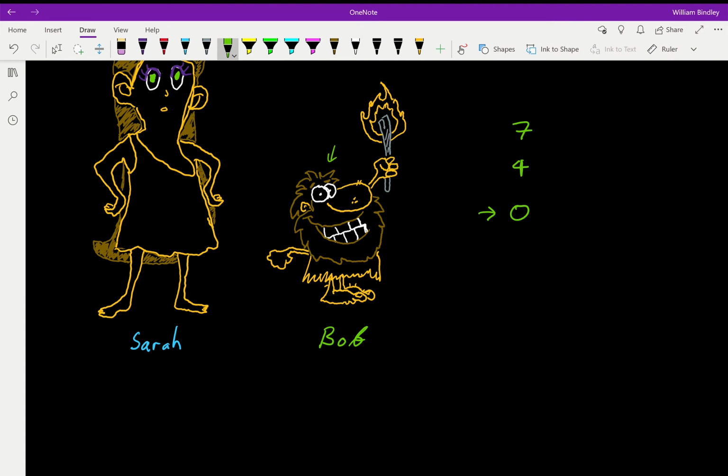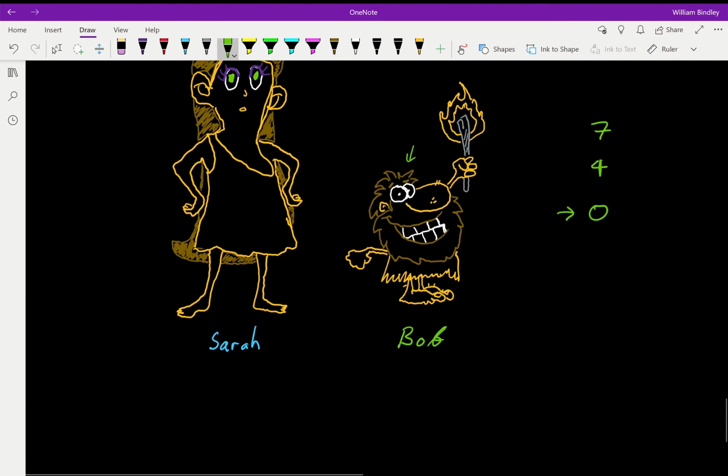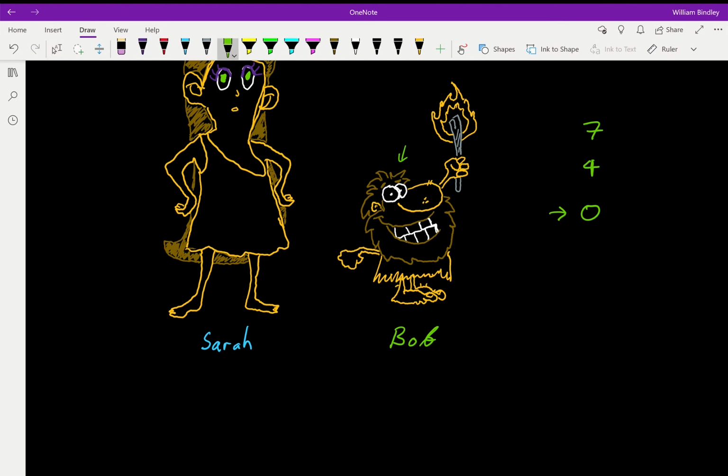But Bob still needs to eat. Let's say Sarah has 10 fish because she's responsible, and she's kind enough to lend some to Bob. Well, how many fish does Bob have? One way of thinking about it is that suppose she gives him 3 fish. So 10 minus 3. One way of thinking about it is to say that Bob has 3 fish.